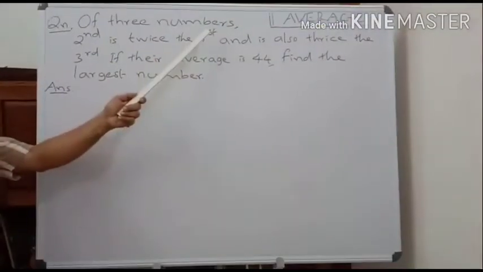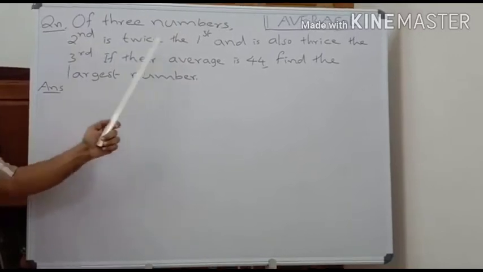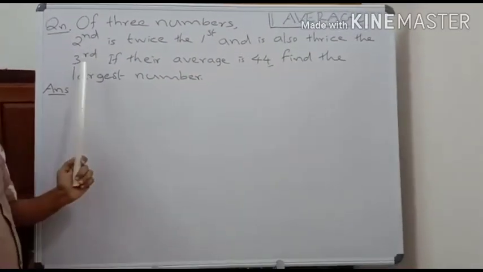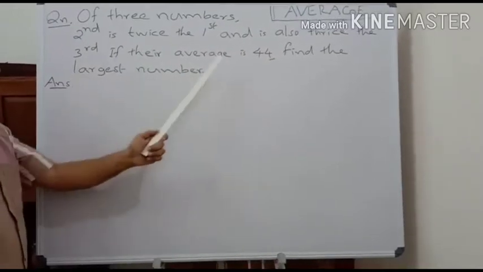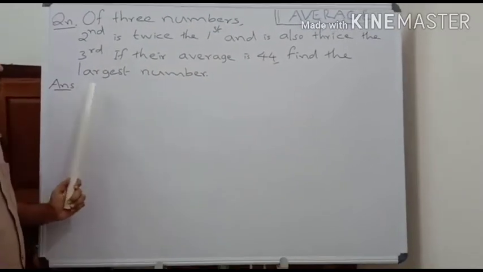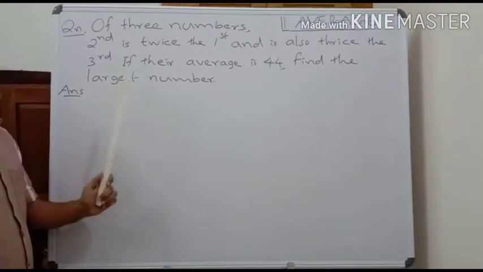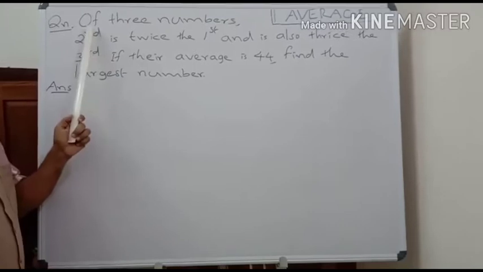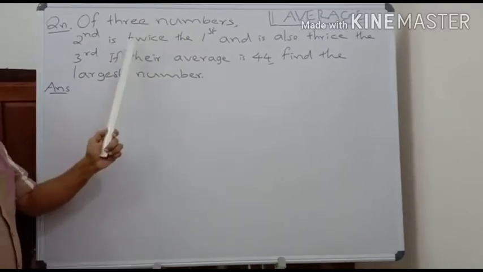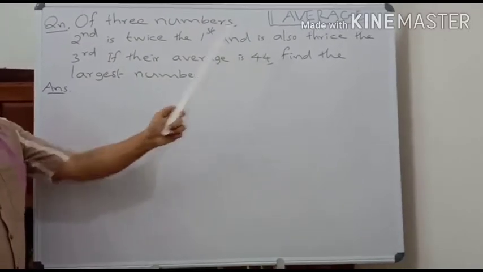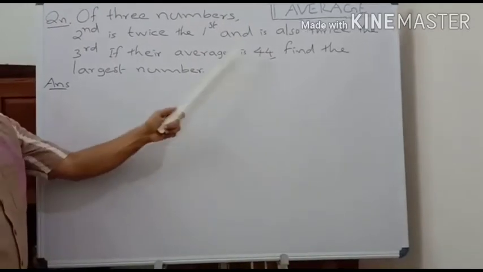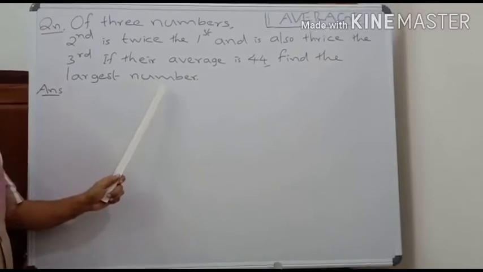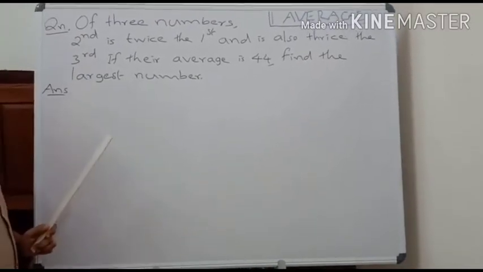Of three numbers, the second is twice the first and is also thrice the third. If their average is 44, find the largest number. This question. We are given three numbers and some connection between the numbers and their average is given. We have to find out the largest of these three numbers.